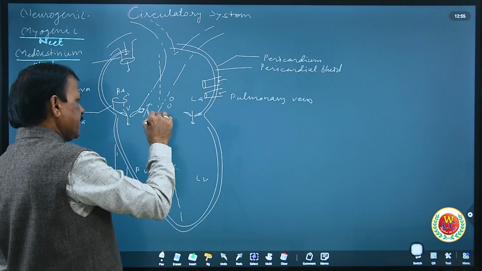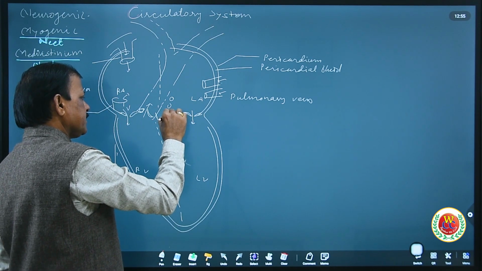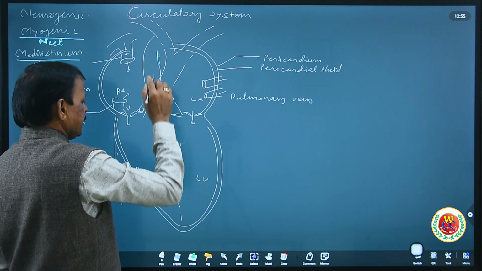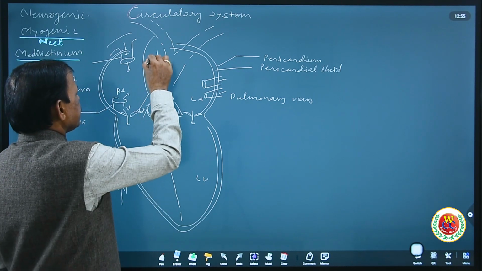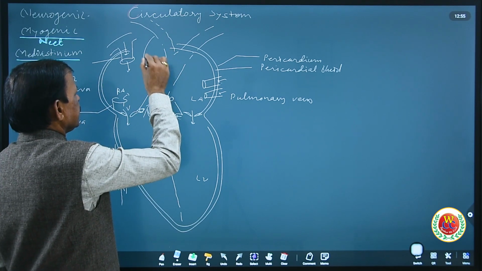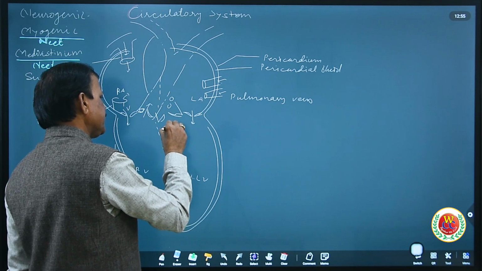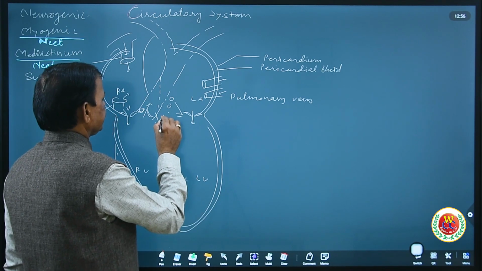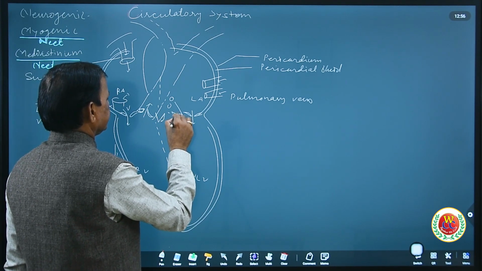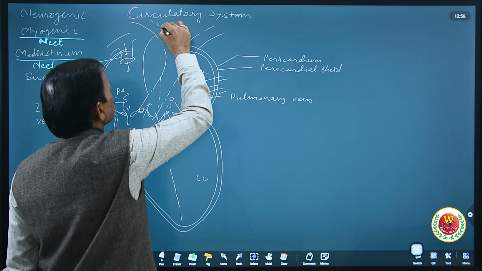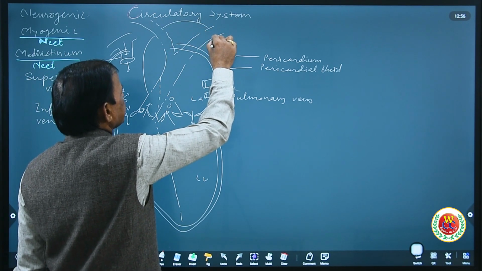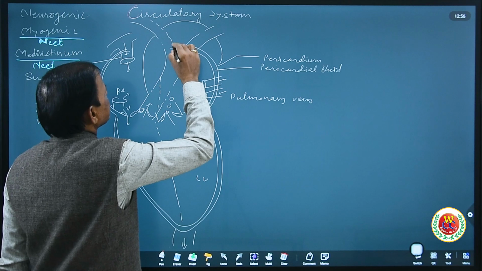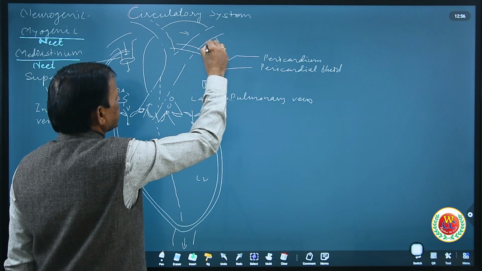Now see, here there is an aorta. This aorta carries pure blood from the left ventricle to all parts of the body. So to draw, see how simple it is to draw. It turns around and comes here downside. So this is the aorta that carries this blood.